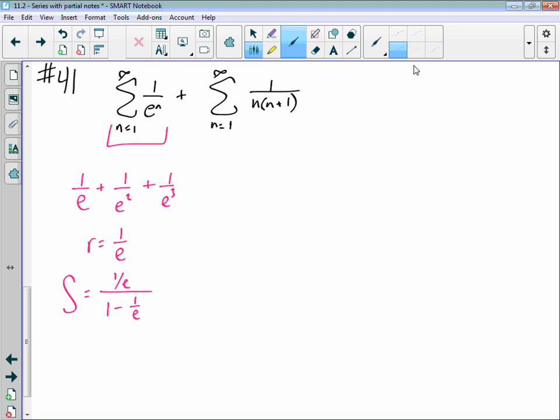You could also just do where you multiply the top by e and multiply the bottom by e. That's probably the quickest way to find the sum of that. So the numerator just turns into 1, and the denominator turns into e minus 1. That's an answer. Okay, that's a sum.